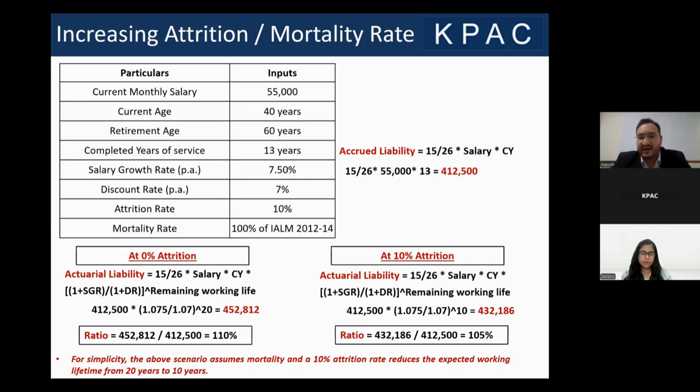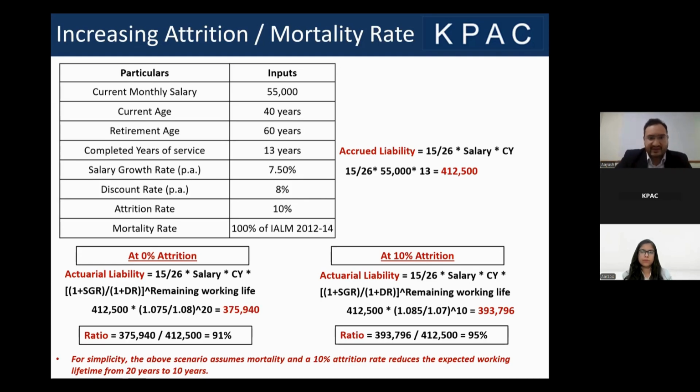As we increase our attrition rate from 0 to 10%, we saw a fall in our liability. The actual ratio reduced from 110 to 105%, and our actual liability reduced from 452 to 432. Please note that in this scenario, my salary growth rate is higher than the discount rate. In the next slide, we will see a similar example, but the discount rate would be higher than the salary growth rate. Can we move to the next slide?